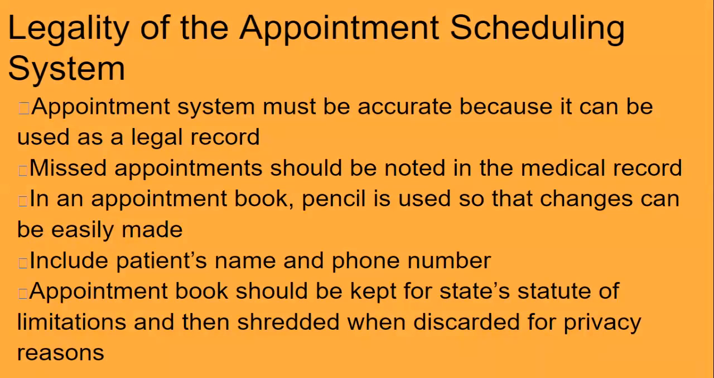Okay, let's talk about the legality of the appointment scheduling system. The appointment system must be accurate because it can be used as a legal record. Missed appointments should be noted in the medical record. In an appointment book, pencil is used so that changes can be easily made. You need to include the patient's name and phone number. An appointment book should be kept for the state's statute of limitations and then shredded when discarded for privacy reasons. So again, that's talking about a paper record.